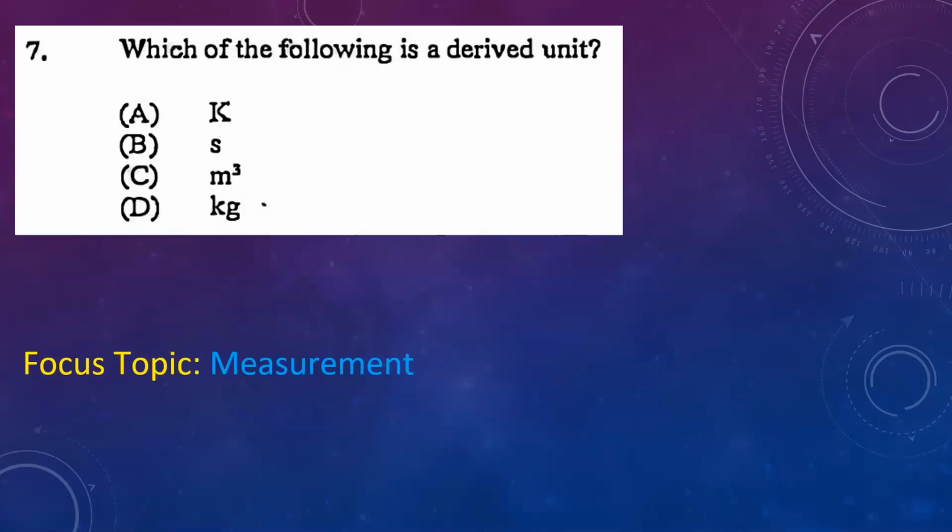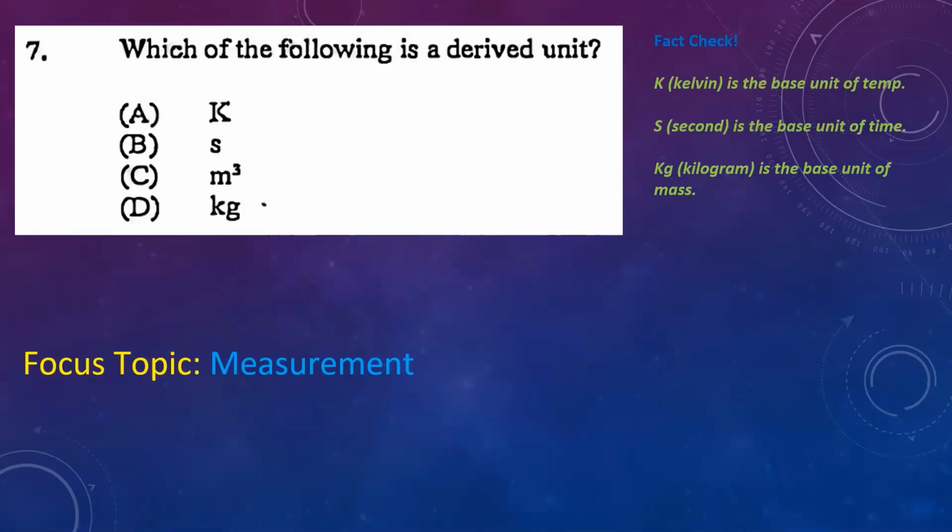Number 7, which of the following is a derived unit? Now we know that K is for Kelvin, and that's the base unit of temperature. S is for seconds, and that's the base unit of time. While kg is the SI unit of mass, and that leaves us with meter cube or cubic meters. So that's a derived unit, and your answer is C.